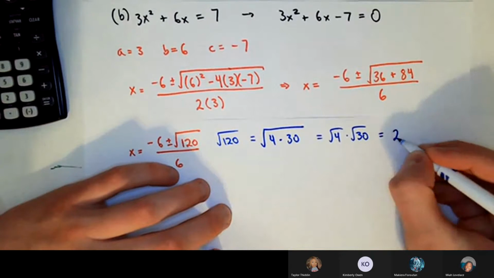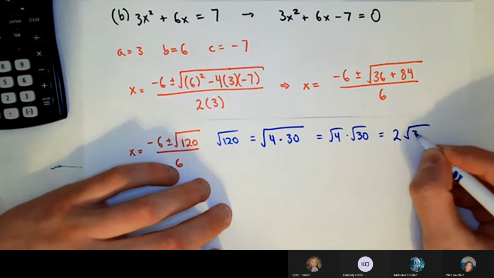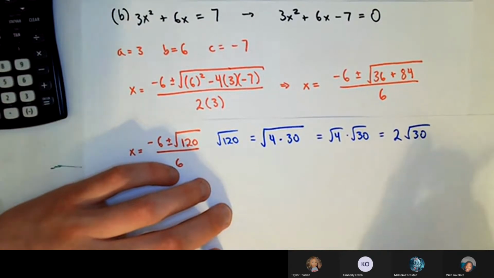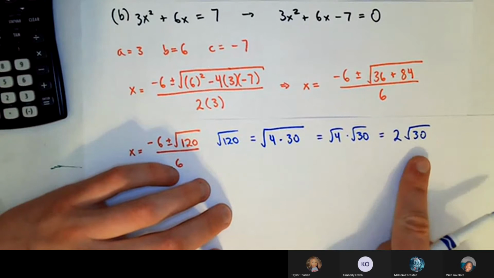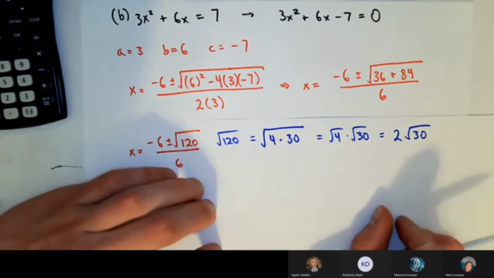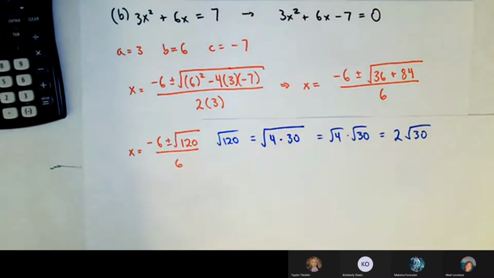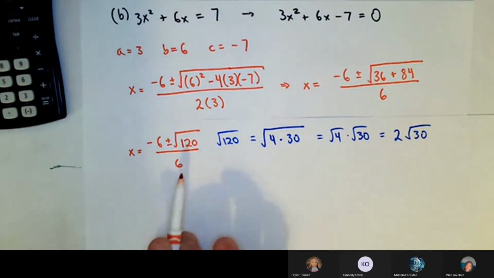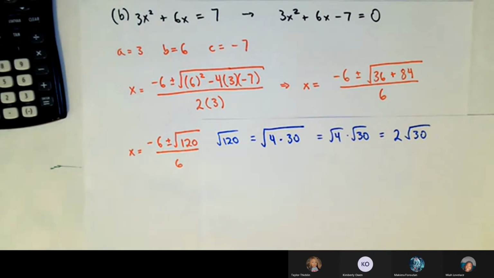Square root of 4 is 2. Square root of 30, well, that just stays just like that. And there are no perfect square factors of 30, even though it's a fairly big number. So this is as far as we can go. So, any questions about that before I go back to the work here?